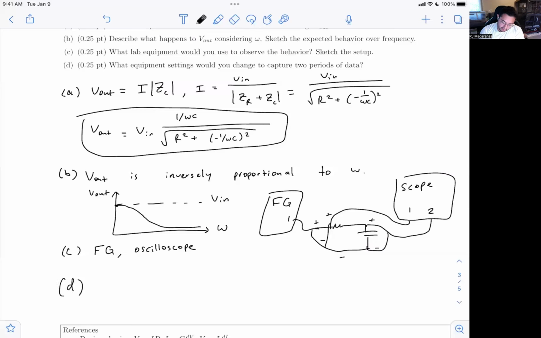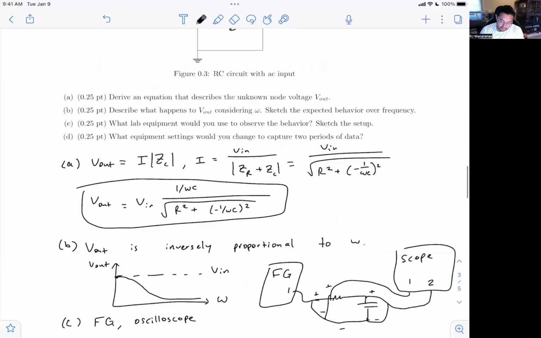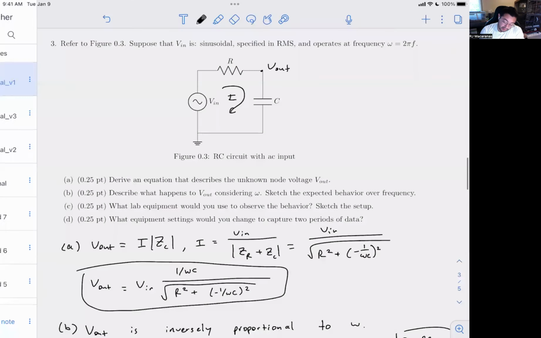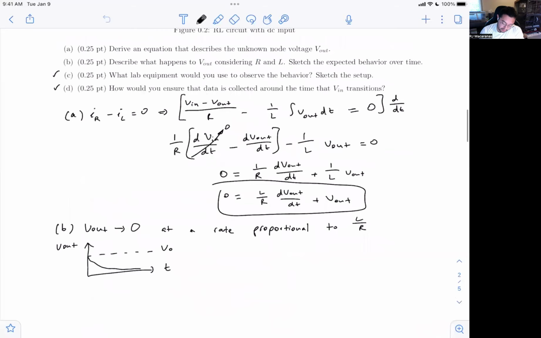And for part D, we're looking at what equipment settings, look at 2 periods of data, right? And that's going to be the time scale or horizontal scale. I accepted either of these on the oscilloscope. All right, so that's number 3 for version 1. Moving on to version 2.